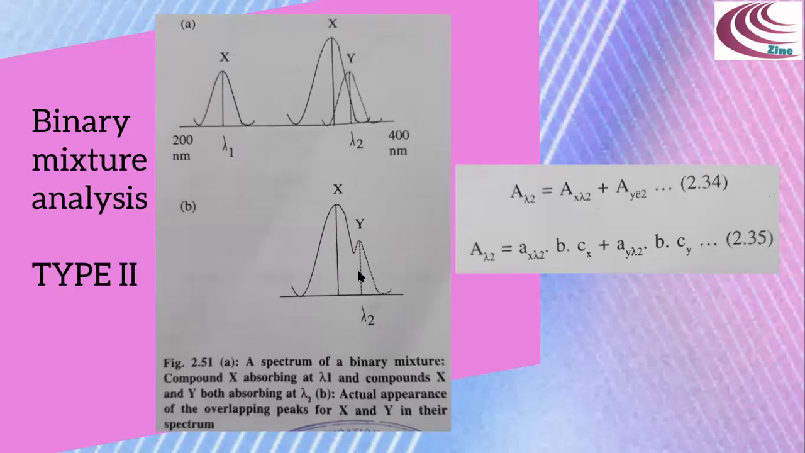Out of the two components X and Y, only X has an absorption at wavelength 1, but at wavelength 2, both X and Y get absorbed. That is the conclusion. So in the spectrum of a mixture, the overlapping peaks at wavelength 2 produce the appearance as shown in this particular diagram. Isn't it?